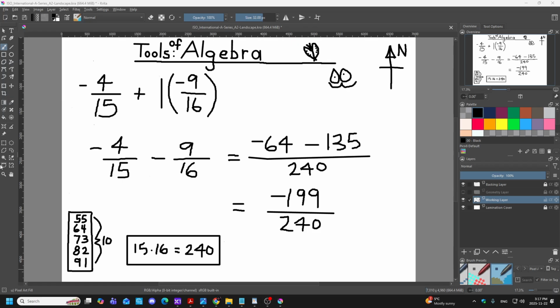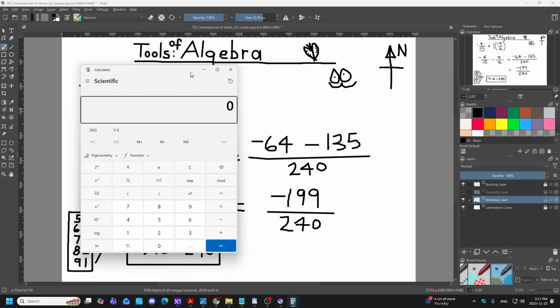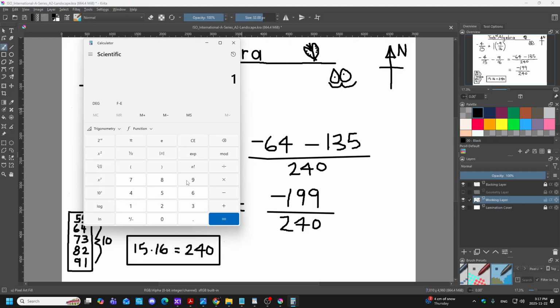Again, now we have to figure out, can we reduce? Whoops, wrong one. Calculator. So let's go 199 divided by 3. Yeah, that's a repeating decimal. Okay, clear. 199 divided by 3. Again, it's just a random guess. It's not something we memorize, right? But we do know that 3 goes into 9.